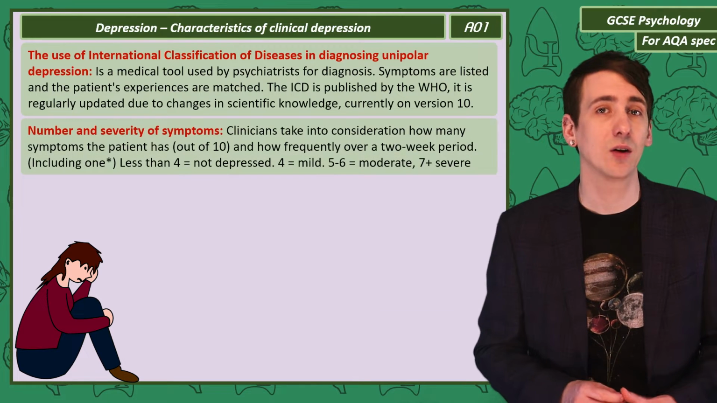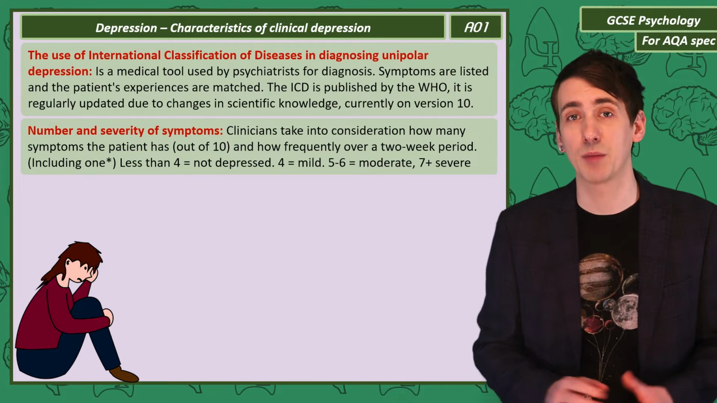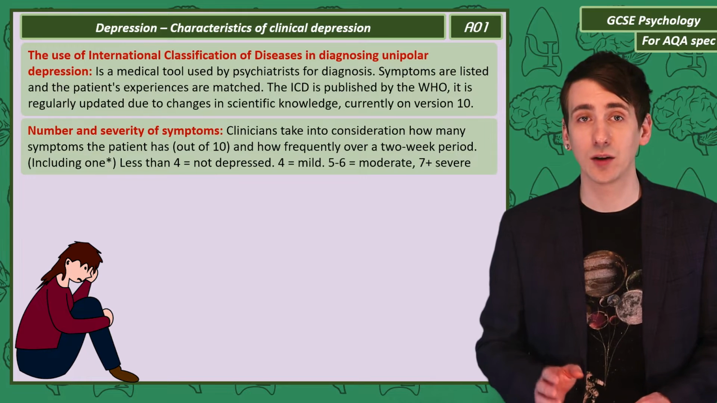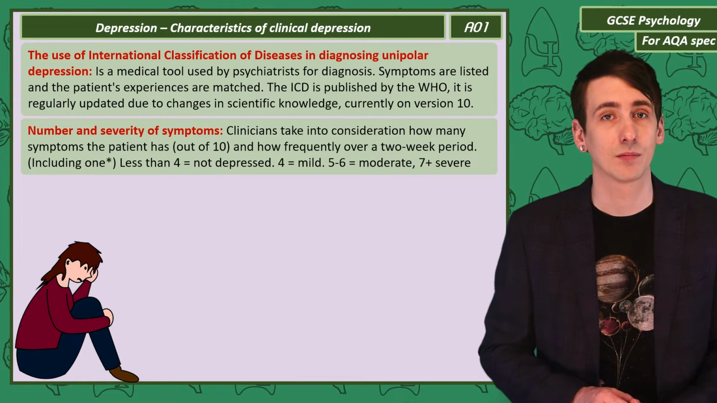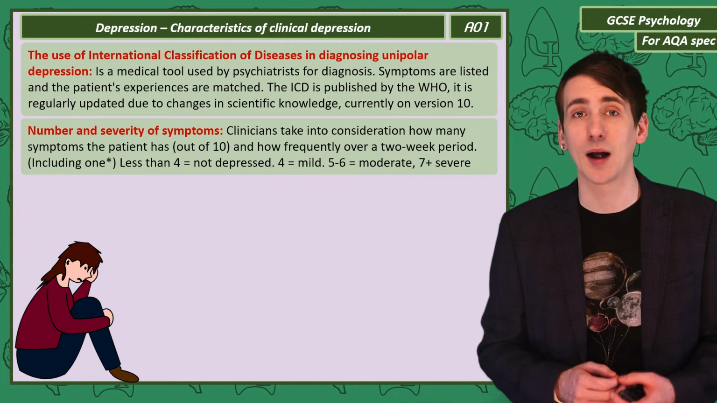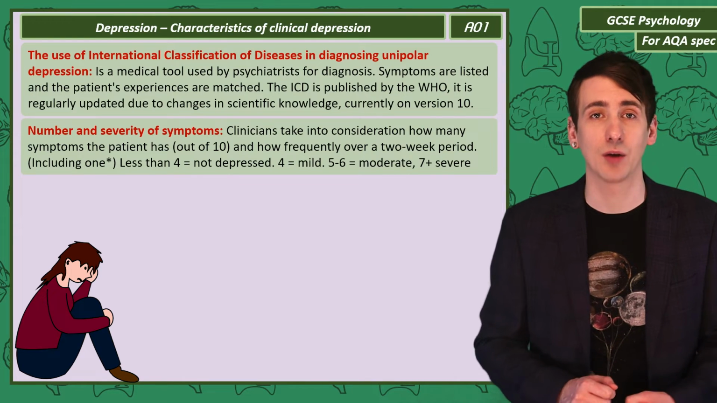So when giving a diagnosis of unipolar depression, the clinician will consider the number of symptoms the patient's had out of 10 over a 2-week period. For a diagnosis, at least one of the symptoms I've put a star next to must be present. If there are fewer than 4 symptoms, the patient's not depressed. 4 would be mild depression, 5 to 6 moderate depression, and 7 or more would be severe depression.